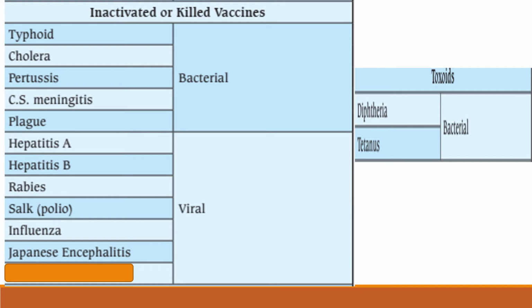Toxoids, bacterial, against diphtheria or tetanus. Inactivated or killed vaccines, either bacterial or viral. The bacterial ones: injectable typhoid, cholera, pertussis, cerebrospinal meningitis, and plague. The viral ones are hepatitis A, hepatitis B, rabies, Salk polio, influenza, and Japanese encephalitis.